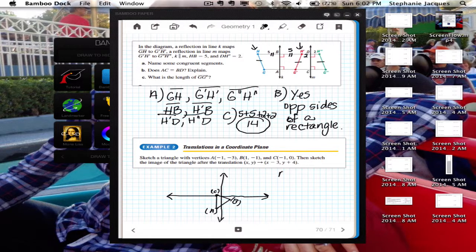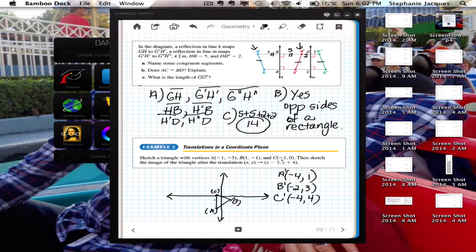So for A, I have -1, but I'm taking away 3, so it's going to become -4. And then I have -3, but I'm going to add 4, so it's going to become 1. Now that's A prime. And then B prime, I'm going to take away 3, so that would be -2, and then I'm going to add 4, which would give me 3. And then C prime is going to be, we take 3 away from -1, so I get -4, and then I add 4 to 0, so I get 4.